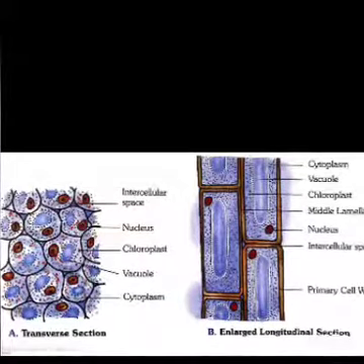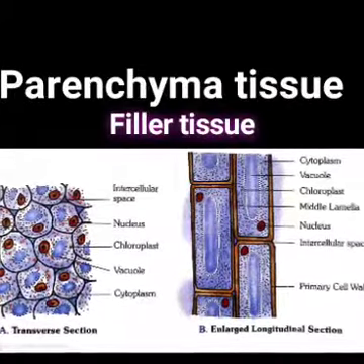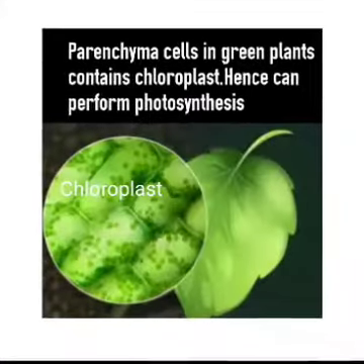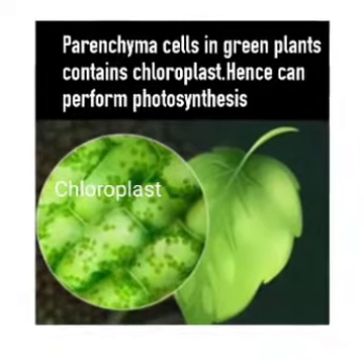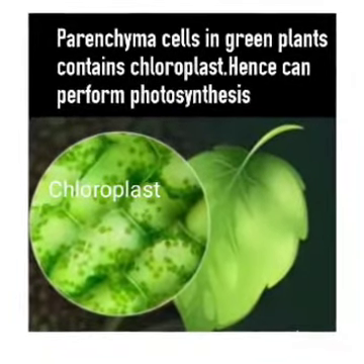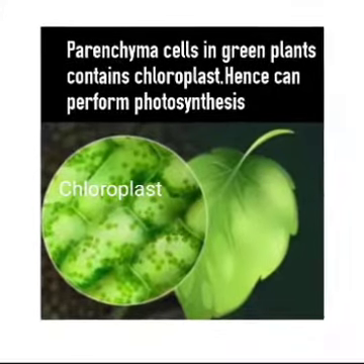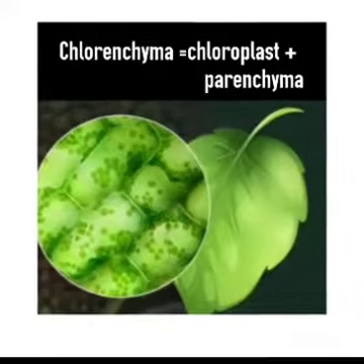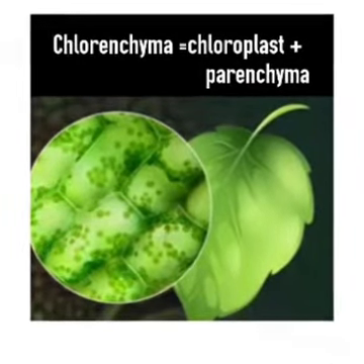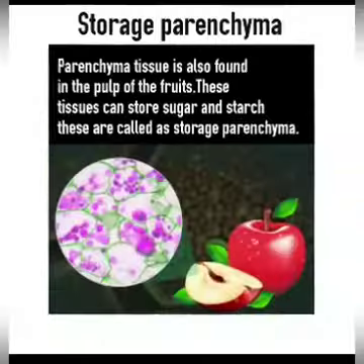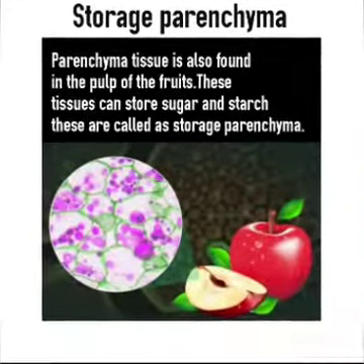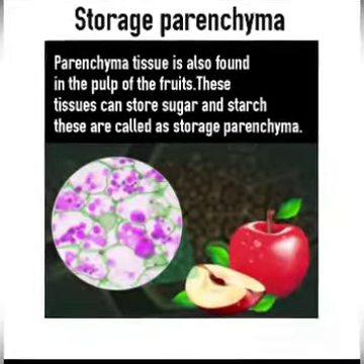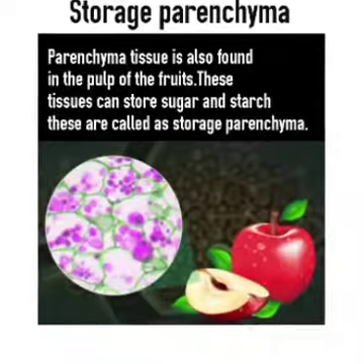But filling is not the only function of parenchyma tissue. Parenchyma cells present in the leaves can contain chloroplast, so they can do photosynthesis. Such parenchyma cells which can do photosynthesis are called chlorenchyma, which is a mix of two words, chloroplast and parenchyma. You can also find parenchyma tissue in the pulp of fruits. These tissues can store fruit sugars and starch, and so they are called storage parenchyma.